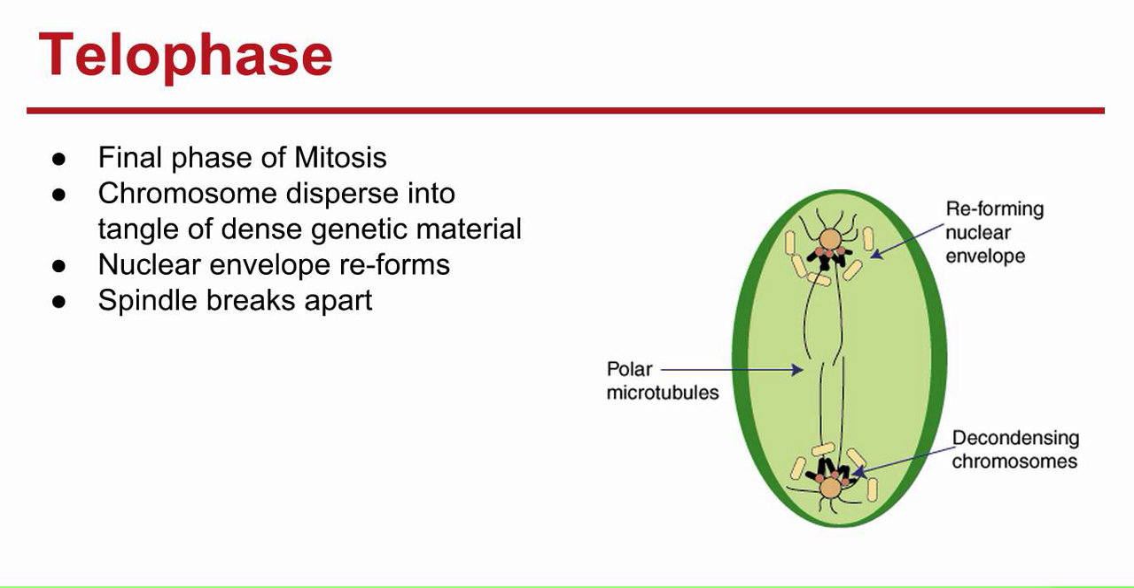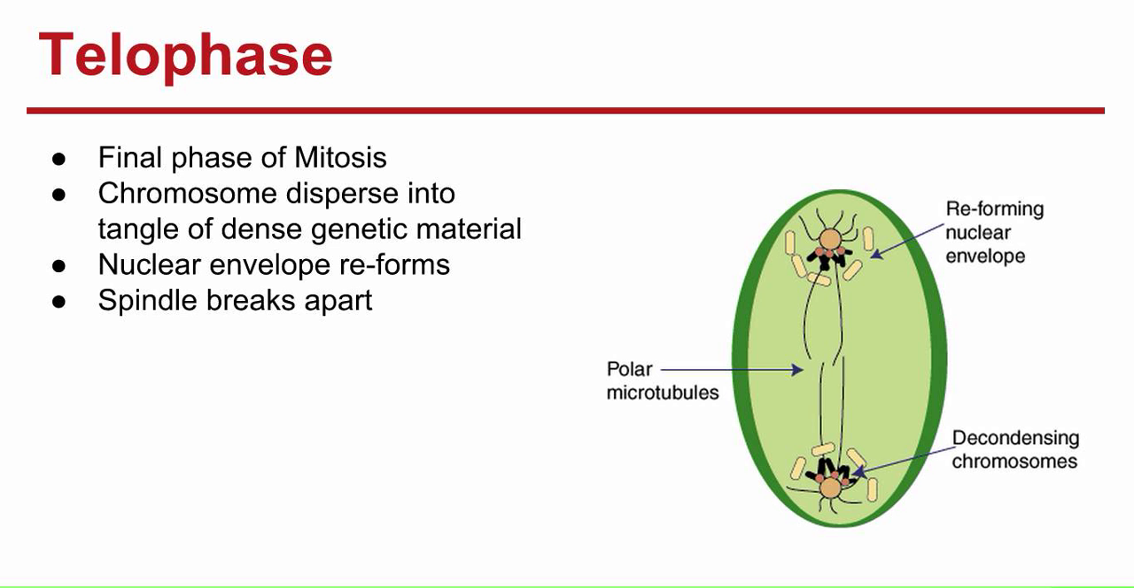Okay, now we have telophase. Telophase is the fourth and final phase of mitosis. The chromosomes begin to disperse back into tangles of dense genetic material. The nuclear envelope reforms around each cluster of chromosomes, and the spindle breaks apart, and the nucleoli become visible in each daughter nucleus.